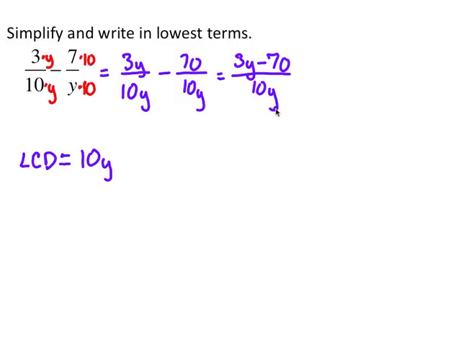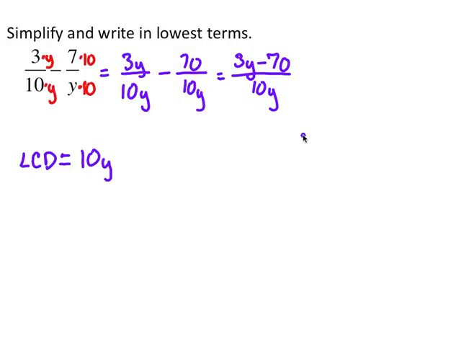Now I know it may be tempting to try to just cancel these out, maybe cancel the y's because they're the same. You can only do that if everything on top is being multiplied together. So because of this subtraction up there, you can't just start canceling y's or trying to reduce by 10 here. So this is your final answer, and that's as far as it can go.